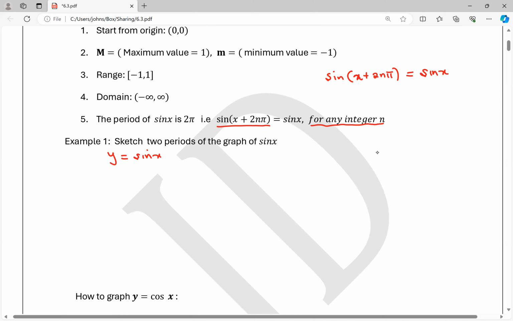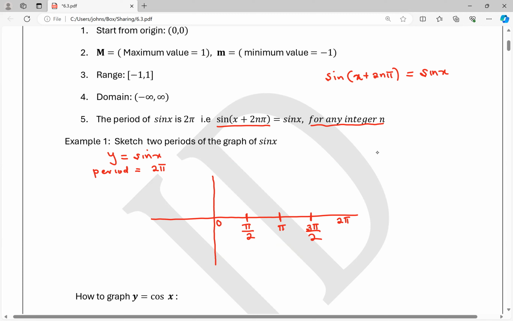Now here, we're just going to use the fact that the period is 2 pi, right? So if the period of sine x is 2 pi, it means we have to start from 0 to 2 pi. So all we need to do is to divide this interval into just 4 intervals. Between 0 and 2 pi, if you divide by 2, you'll get pi here. Then between 0 and pi, if you divide by 2, you get pi over 2. And for the midpoint between pi and 2 pi, you add pi plus 2 pi, which is 3 pi, divide by 2, and this is going to be 3 pi over 2.